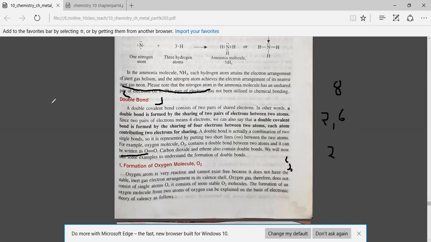So what happens? We have oxygen, and here I'm representing the valence electrons. This is one, this is one. How many? One, two, three, four, five, and this is six. So we need one electron here, and we need one electron here. And this is another similar oxygen atom.